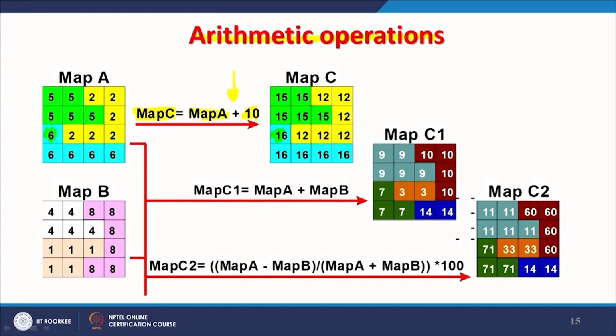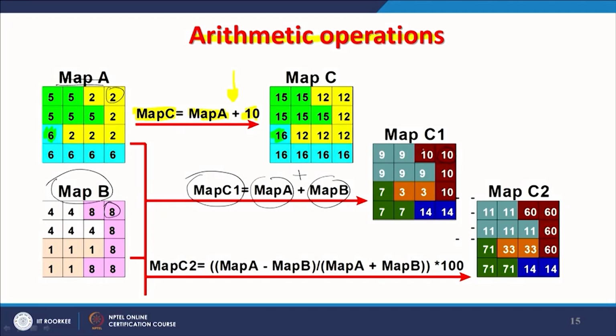Similarly, I can add these map A and map B like this. So my instruction is map C1 is going to be map A plus map B. And as you can see, if I take this corner value, for example, 2 plus 8 becomes 10. Very simple arithmetic operations can be done.